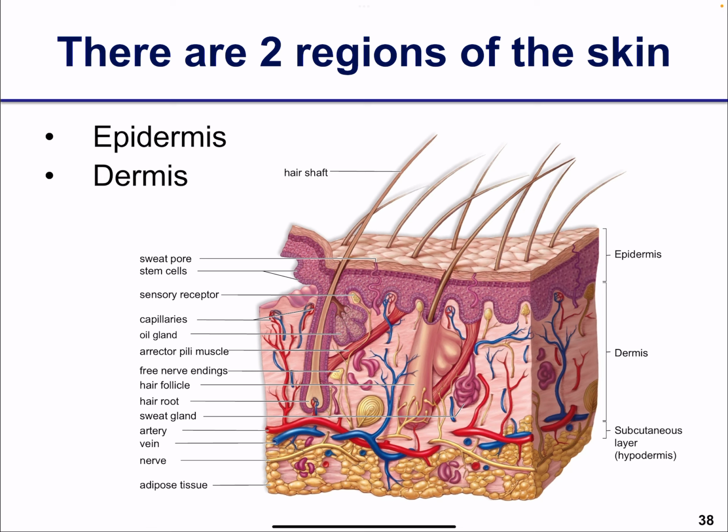So here we have the two regions of the skin. We're going to have the epidermis right here, and we're going to have the dermis. The epidermis, you can see, is much thinner compared to the dermis, which is very thick. You're going to notice that the epidermis does not contain blood vessels. The epidermis has a layer here of flattened cells, so it is made up of stratified squamous epithelium.